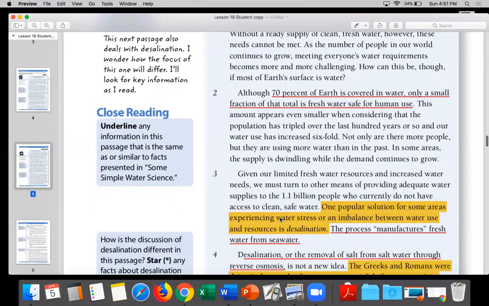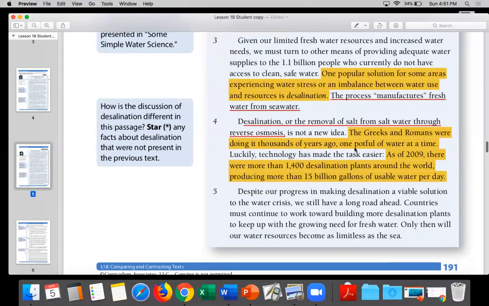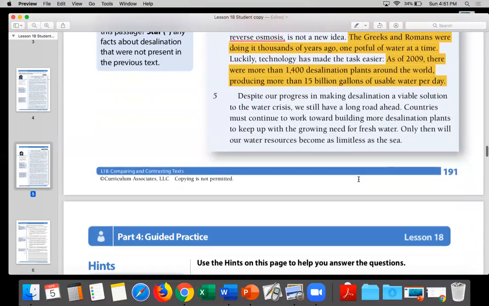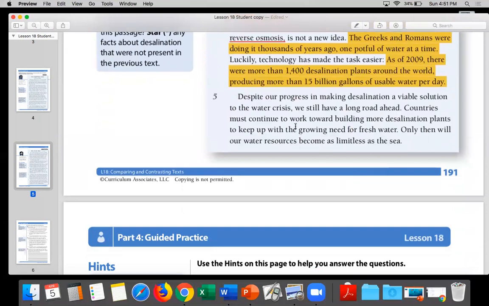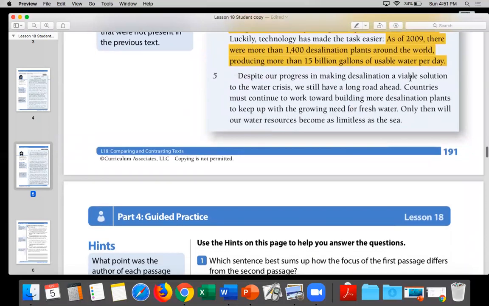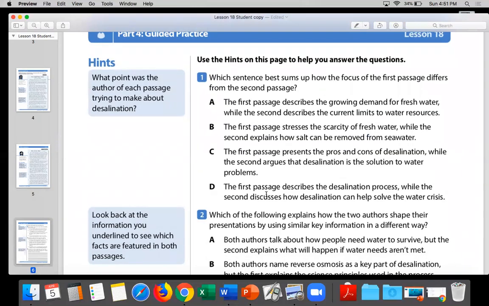One popular solution for some areas is desalination. It's been used for a long time. There are plants that are using it, producing more than 15 billion gallons of usable water every day. We still have a long road ahead. They need to continue to do this. So the answer is D.